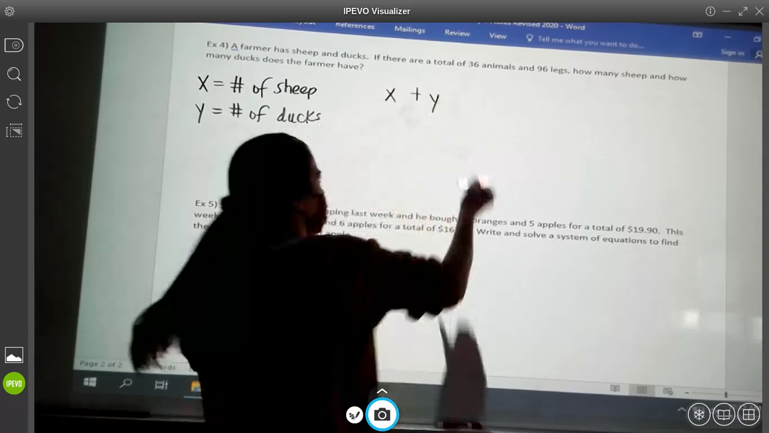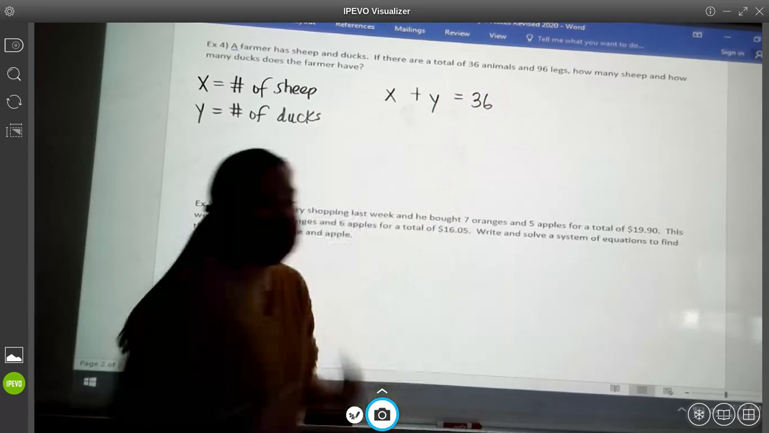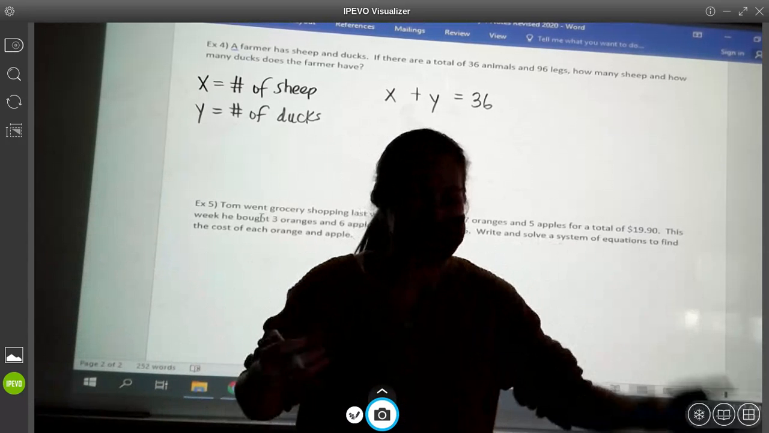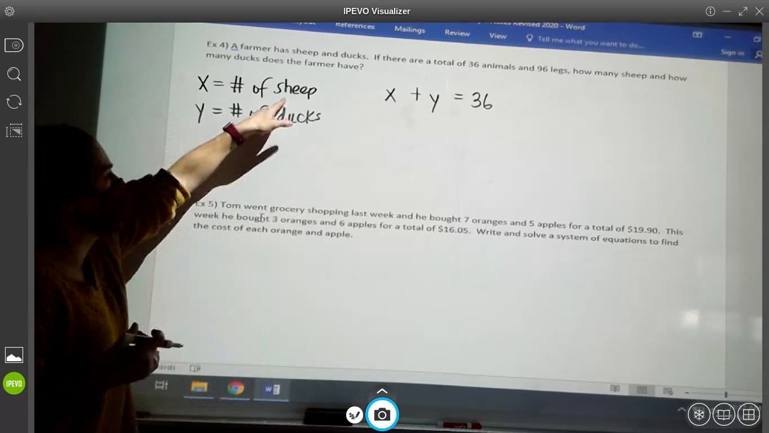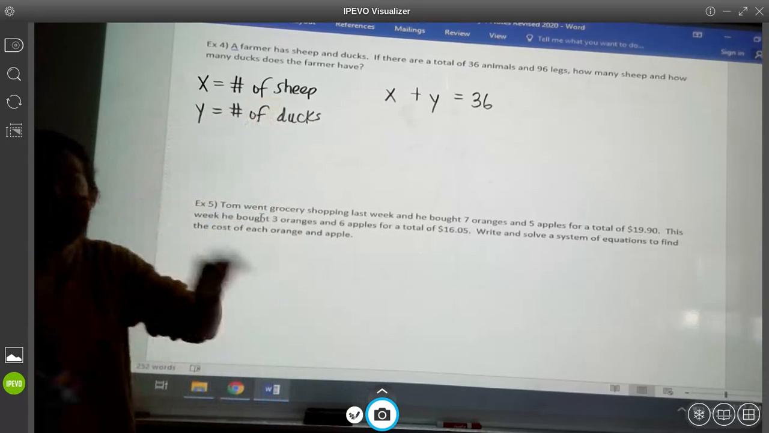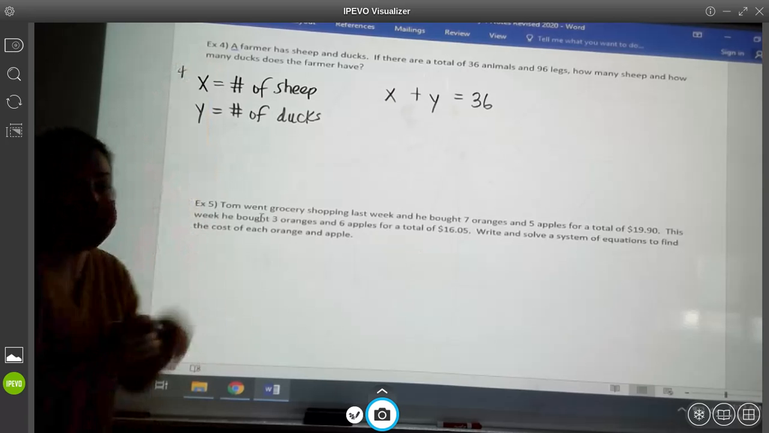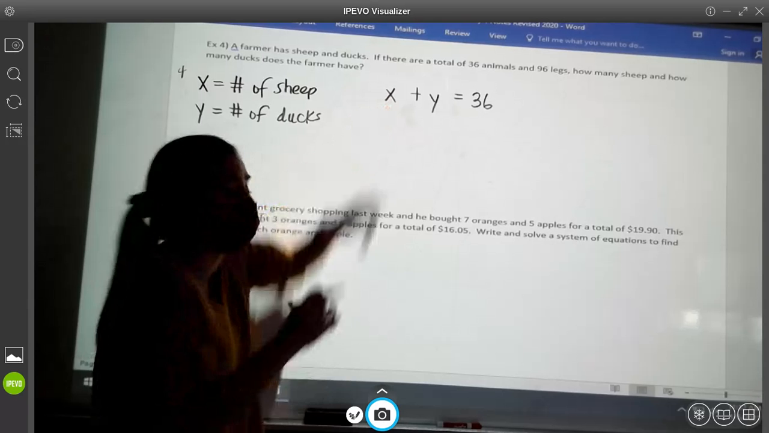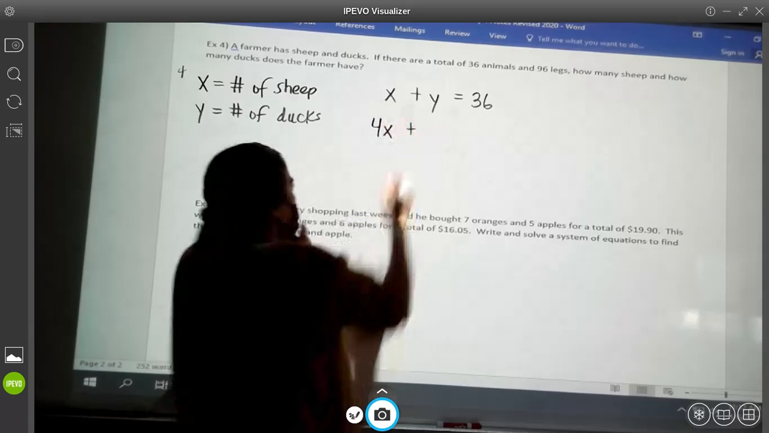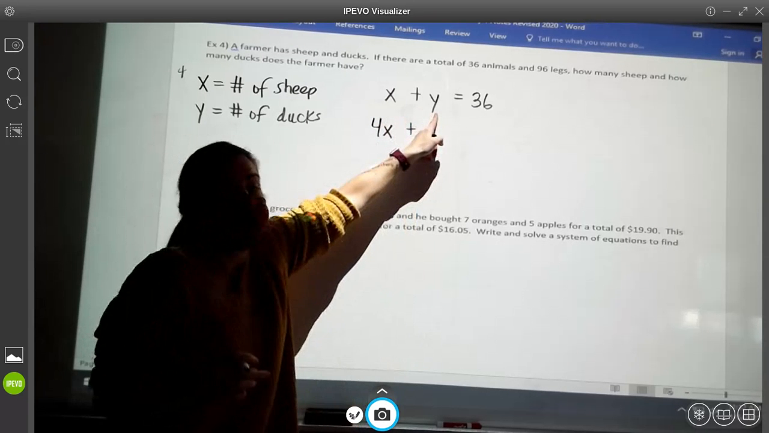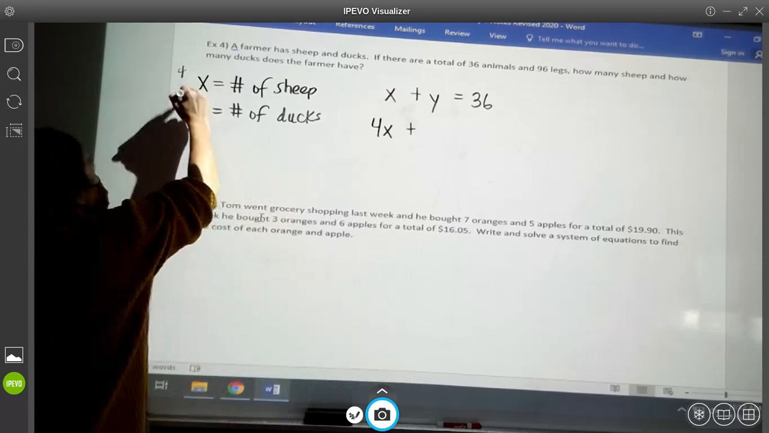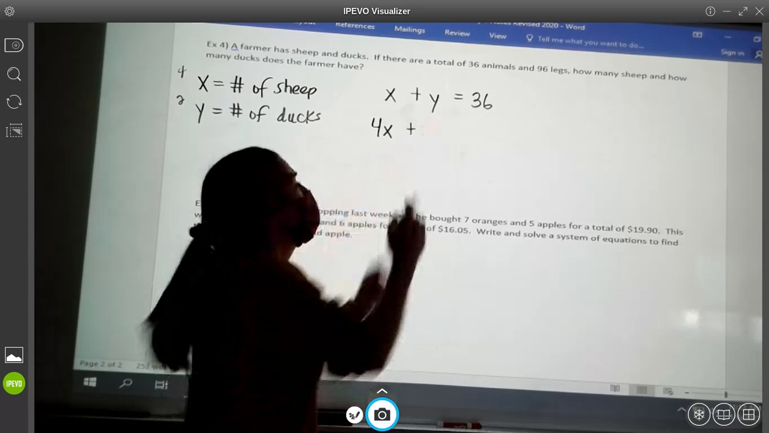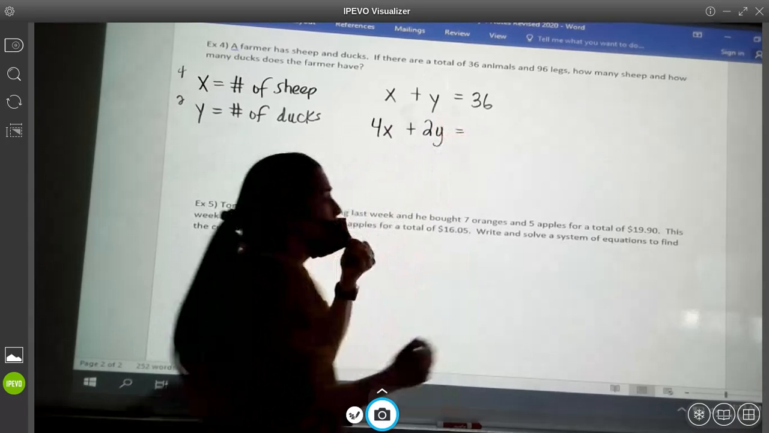All right, now we have to bring the legs in. They say there are 96 legs involved. Well, guys, how many legs does each sheep have? Each sheep has 4 legs. So they're going to bring 4 legs per sheep to the table. So if this is the number of sheep, I have 4 legs per X. So that would be 4X. Plus, if this is the number of ducks, how many legs does a duck have? Ducks have 2, right? So they bring 2 legs per duck to the table. So that's 2 legs per duck, which is 2 times Y. And then that better add up to how many total legs they tell us we had? 96 legs. And then you would solve it.